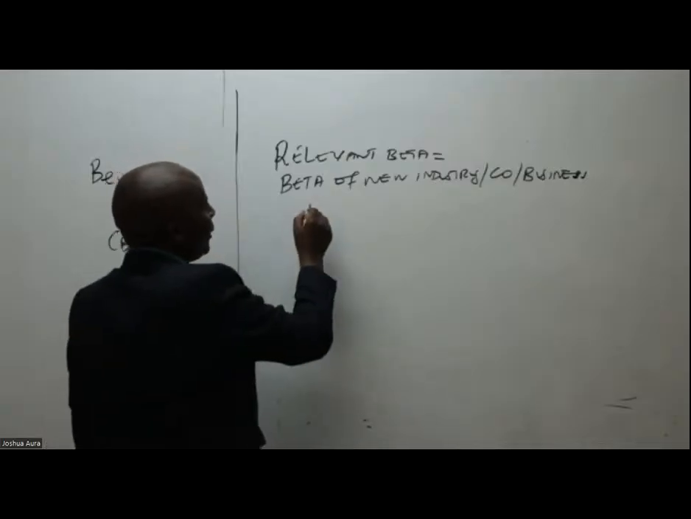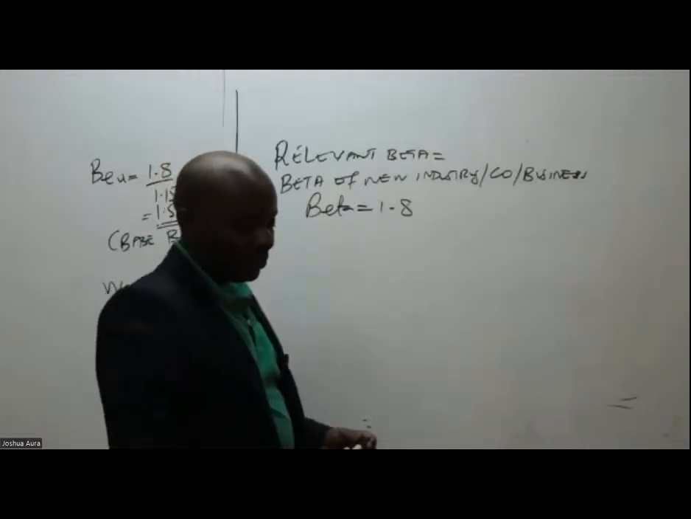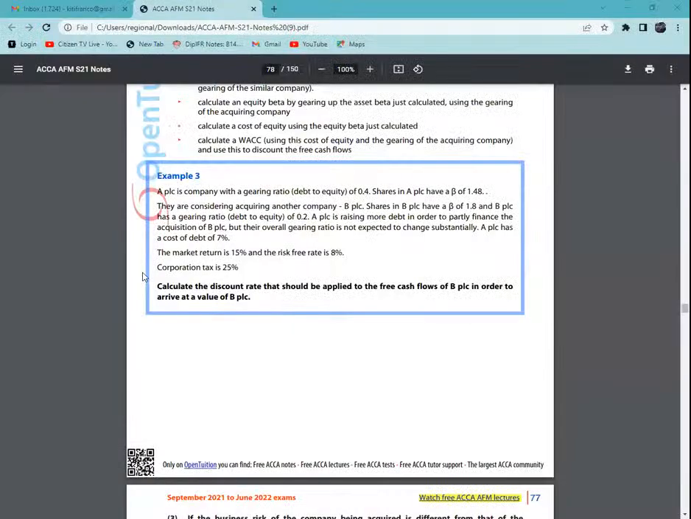And this beta that they have given me is a beta of 1.8 of the new business. Beta of this company is 1.8. Then I need to ask myself, is this new business levered or unlevered? You look at the capital structure given. I can see it has debt and equity in it. So it's a levered firm.